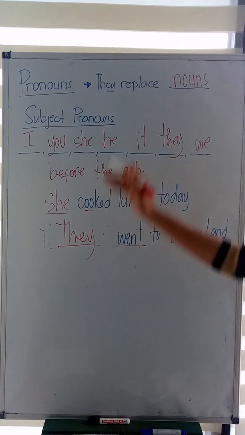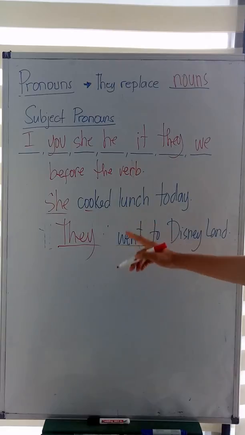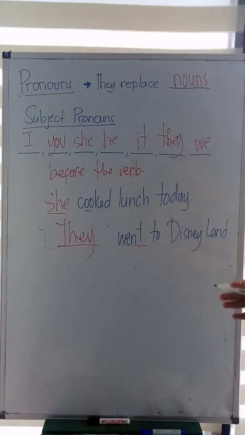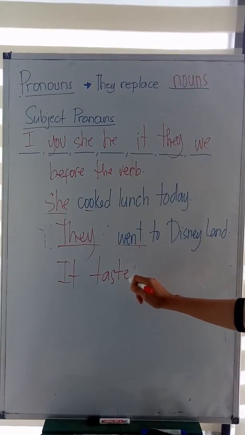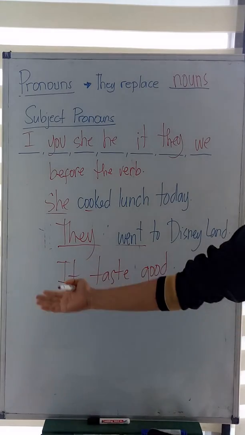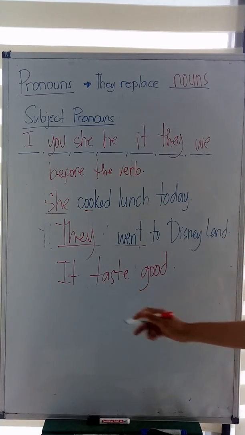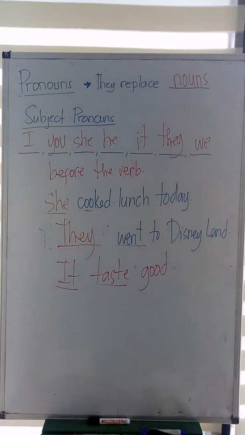Alright, so always remember, subject pronouns always come before your verb. So you have to identify the verb in the sentence, and you have to check as well whom or what we are talking about in the sentence. It can be a thing as well, like, it tastes good. It can be ice cream. Ice cream tastes good. So you replace it with a subject pronoun. It tastes good. Again, it comes before the verb taste. All right. So that's what you have to remember for subject pronouns.